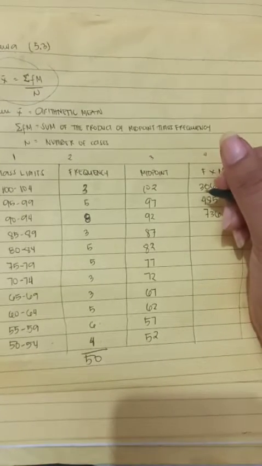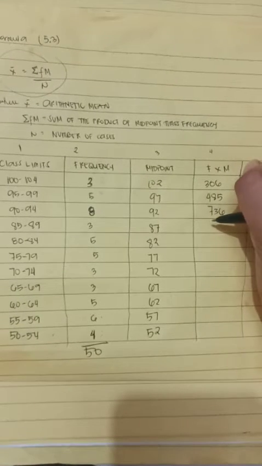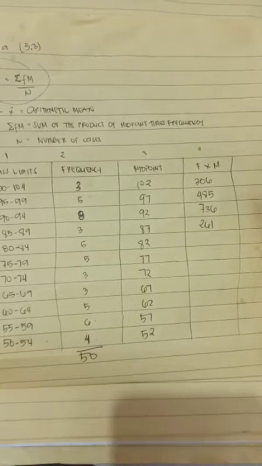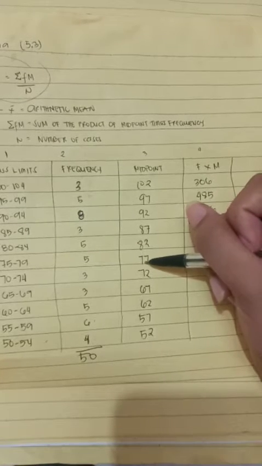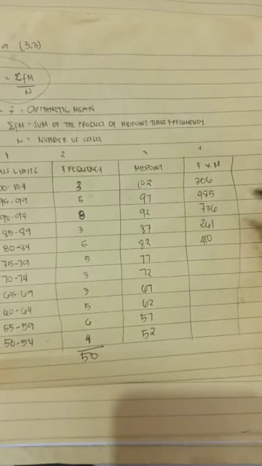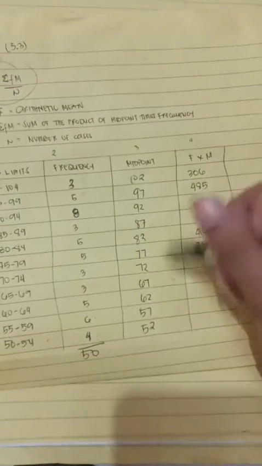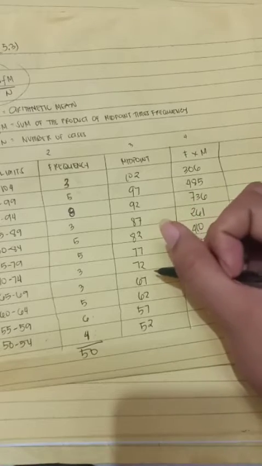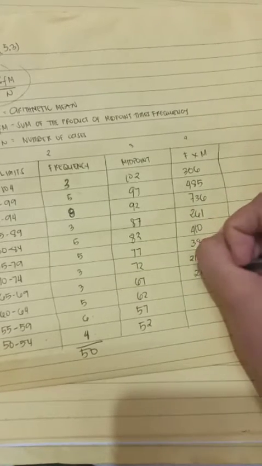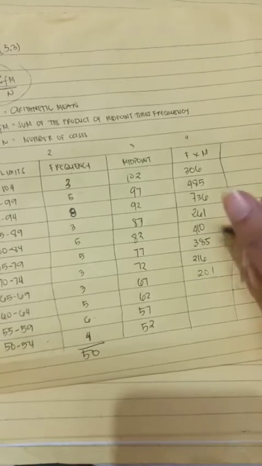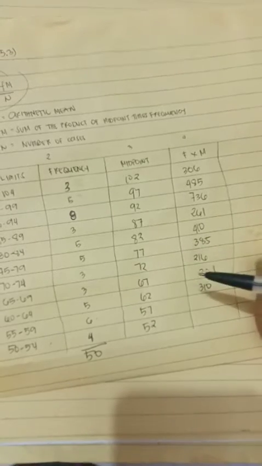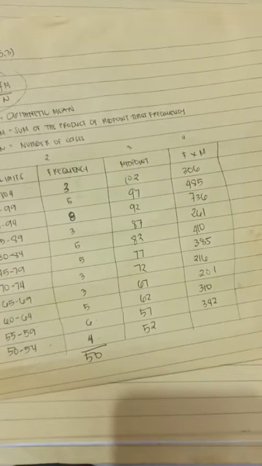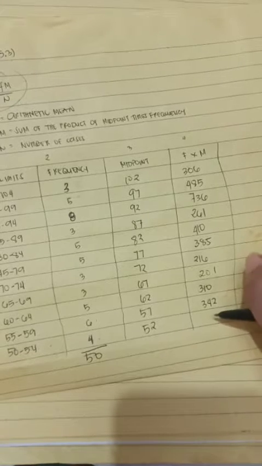87 multiplied by 3 equals 261. Then 82 multiplied by 5 is equals 410. 77 multiplied by 5, 385. 72 multiplied by 3, 216. 67 multiplied by 3 is equals 201, and 62 multiplied by 5 is equals 310. 57 multiplied by 6 equals 342, and then 52 multiplied by 4 is equals 208.